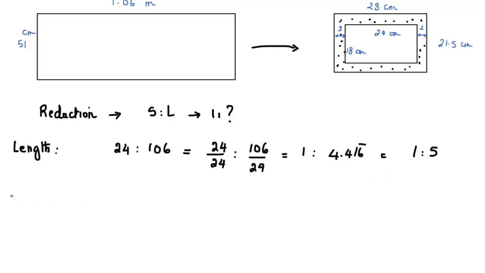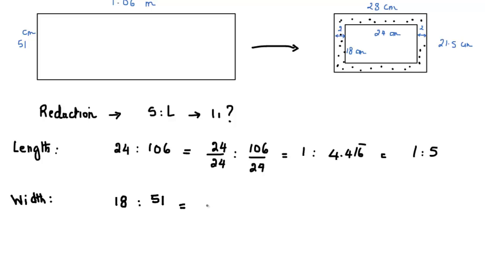Now let's talk about the widths. Again, from small to large, that means I'm going to take the width of the paper to the real width of the desktop. So the width of the paper, in this case we said 18 instead of 21.5, because I need to leave some margin. So 18 to 51 centimeter. The 51 is centimeter and 18 is centimeter, so I don't need to do anything.